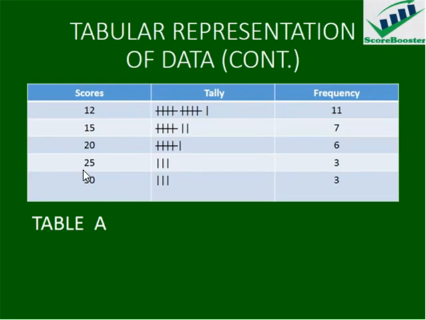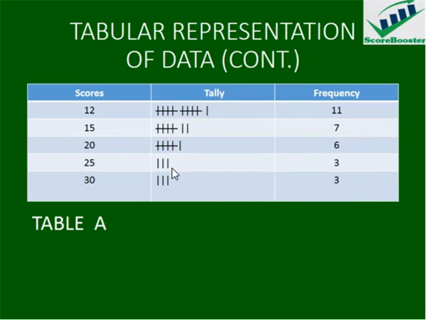So this is a frequency table of an ungrouped data. This is how we can group the scores of those students. We can see that 11 students have 12 marks, 7 students have 15 marks, 6 students have 20 marks, 3 students have 25 marks, and 3 students also have 30 marks.